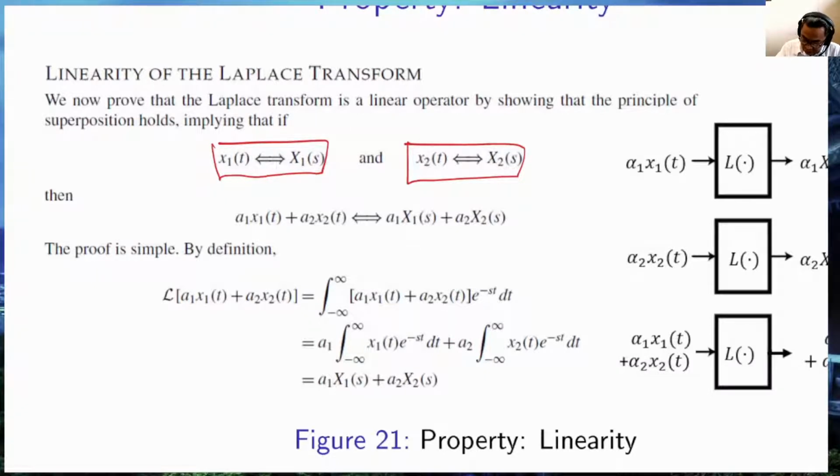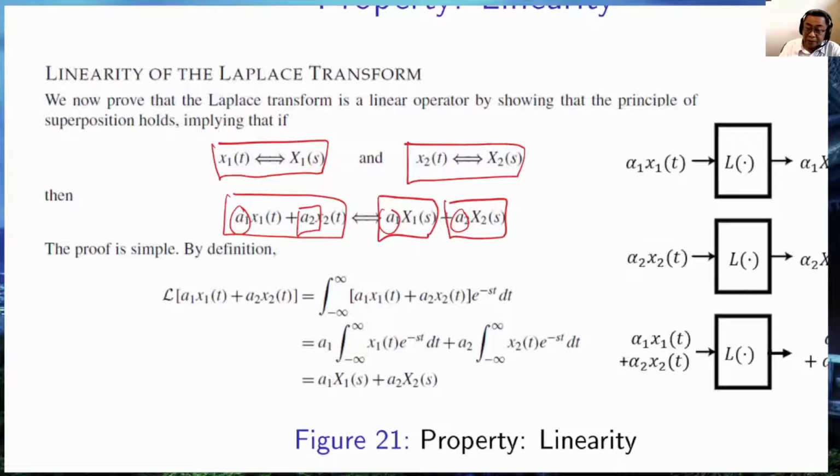Linearity tells us that the scaling of x1(t) by a1 plus the scaling of x2(t) by a2 is the resultant effect. When the signals sum, we can still analyze each of them individually like this. Now, why is this so?